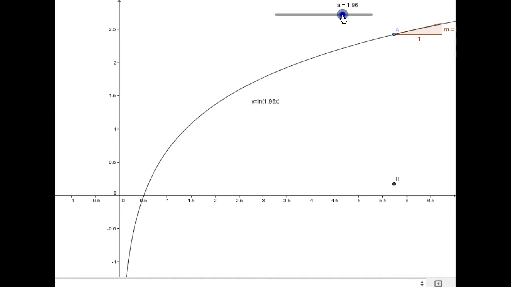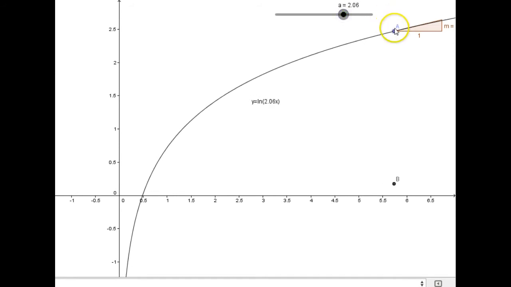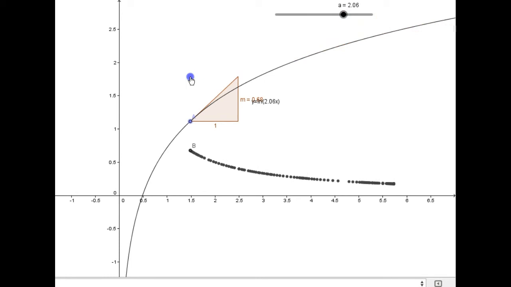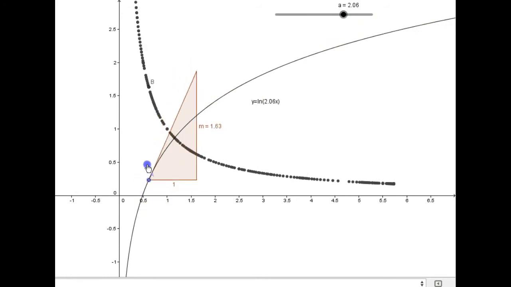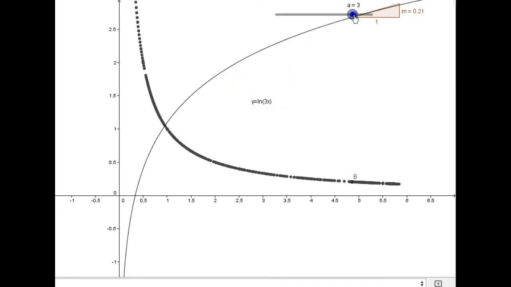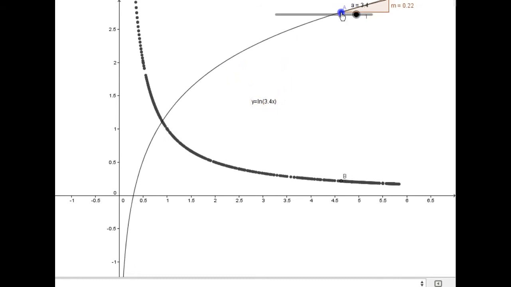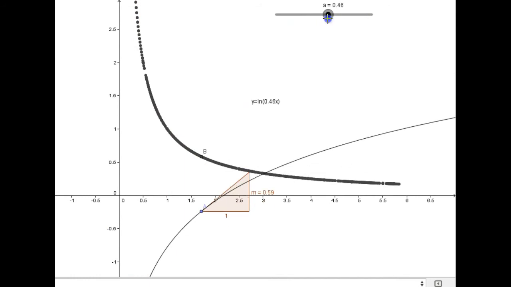So if we watch as we move our point here, what happens is we're generating the same graph. So that means that the derivative of ln 2x, or 2.06x, is the same as ln 1x. And if I move it up further, you can see that, again, it's still the same derivative. If I move it down, it's still going to result in the same derivative.